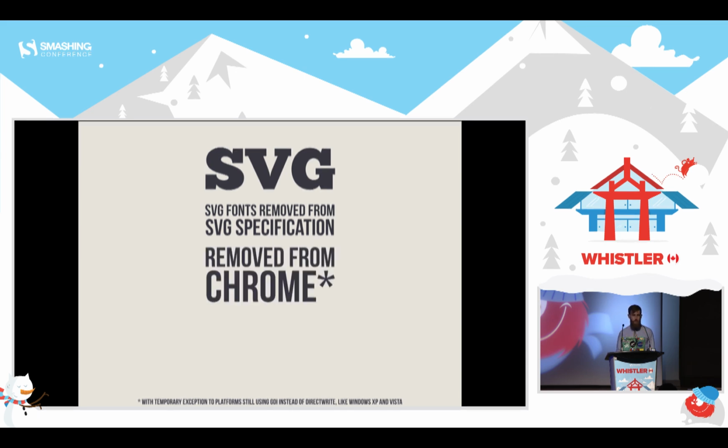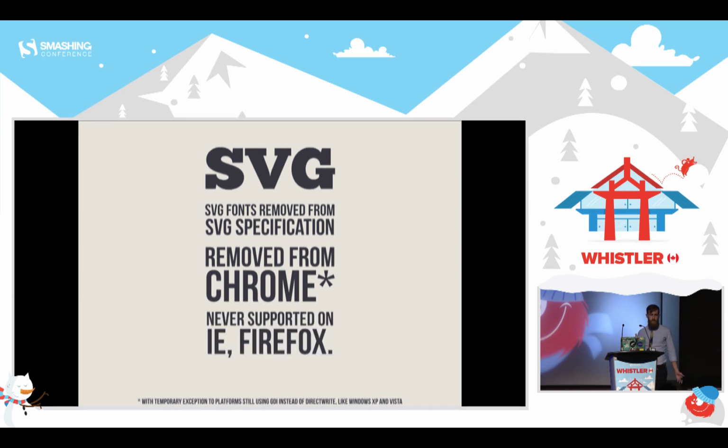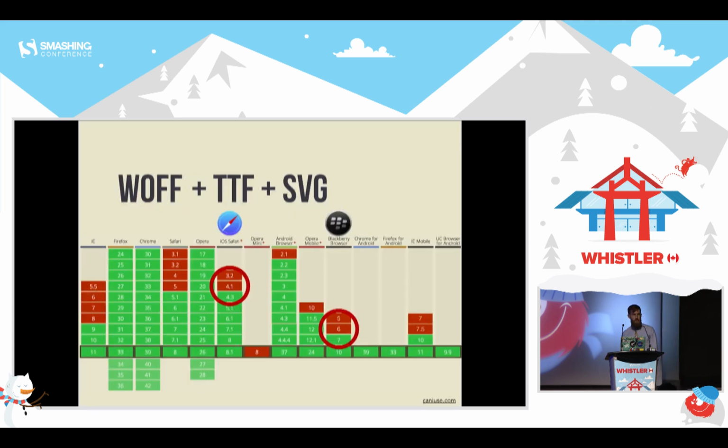Their implementation was removed from Chrome, with a temporary exception, marked by an asterisk, for platforms still using an old text rendering API called GDI, so your Windows XP and your Windows Vista. But eventually, they will be removed permanently. And they were never supported in IE and Firefox. So the only thing that using an SVG font really bought us was BlackBerry 6.